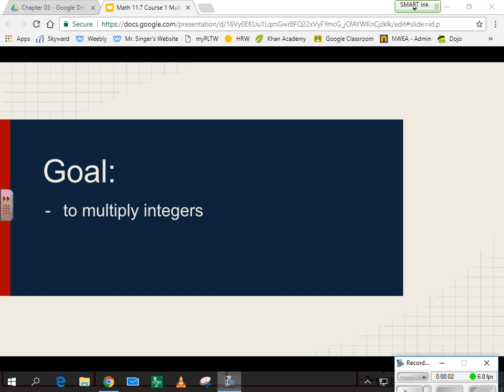All right, welcome to today's lesson. We're going to work on multiplying integers, which makes sense. We're just adding and subtracting. So let's do multiplying. Write down today's date and page number and then move on.